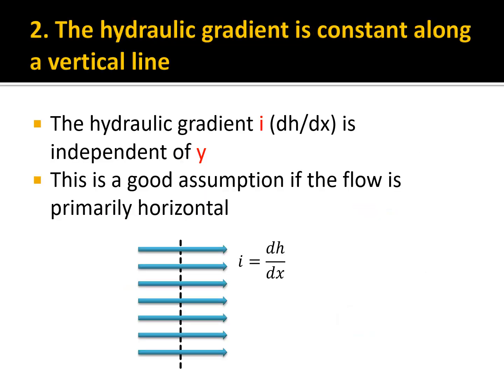Number two, the hydraulic gradient is constant along a vertical line. So another way to express this is a hydraulic gradient, dH/dx, is independent of y. And this is a good assumption if the flow is primarily horizontal. So if you pick a vertical line, the hydraulic gradient is constant along that vertical line.